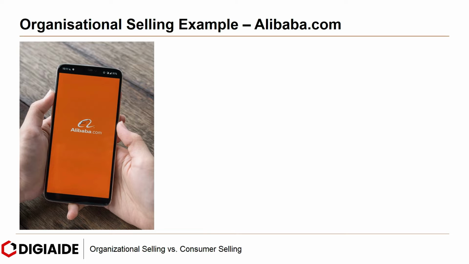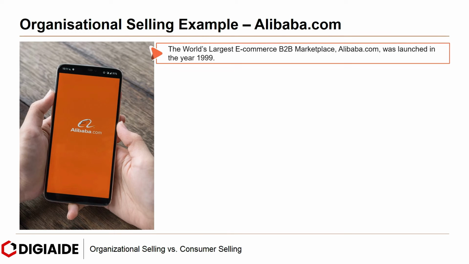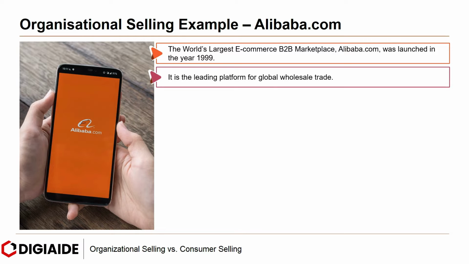Moving on to the other example of a company in the organizational selling space, and that is Alibaba.com, which operates online. It's a China-based company. The world's largest e-commerce B2B platform, Alibaba, was launched in the year 1999. It is the leading platform for global wholesale trade.